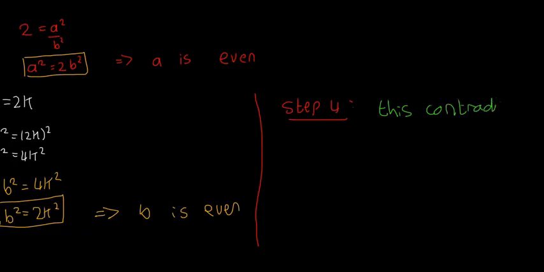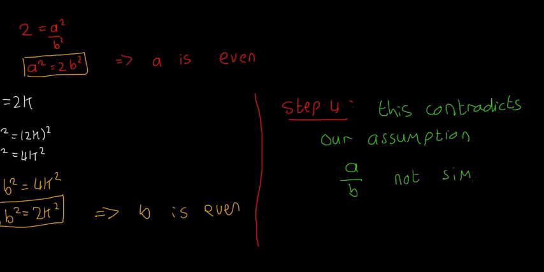This contradicts our assumption, and our assumption was that you couldn't simplify a over b. So a over b, I'll just say not simplify. But if we see, like we have in those two results here, that a is even and b is even, if you write two even numbers on top of each other, no matter what they are, they're going to simplify. So this contradicts our assumption.